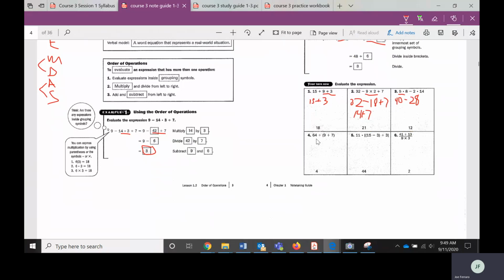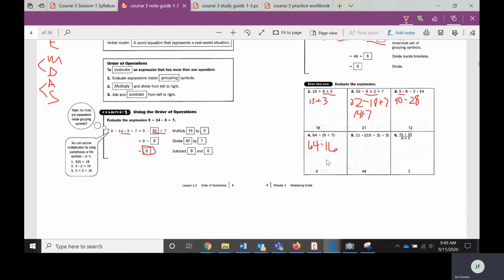Number 4, 64 divided by 9 plus 7. Now, usually you do the division first, but the 9 plus 7 is in parentheses. So you're going to have the 64, and we got to do the parentheses first. So we have the division here. 9 plus 7 is 16.